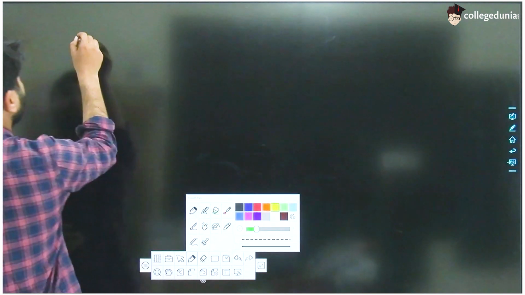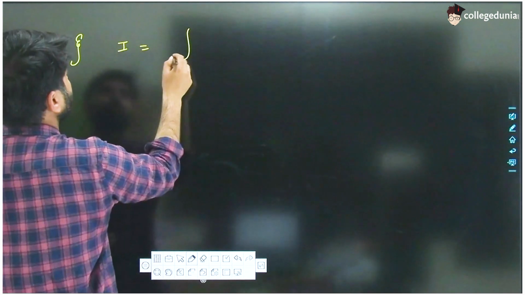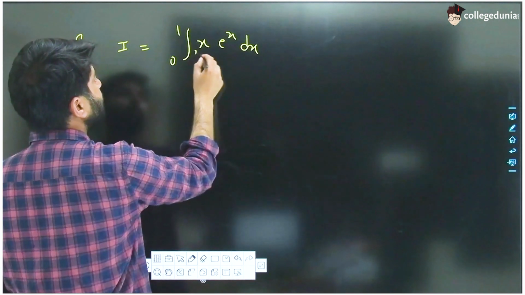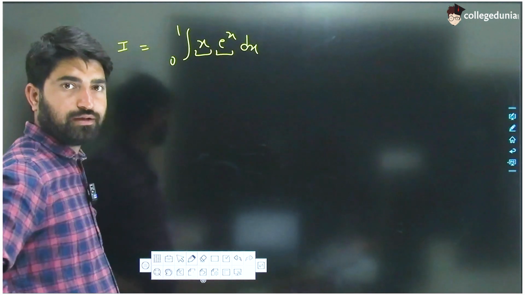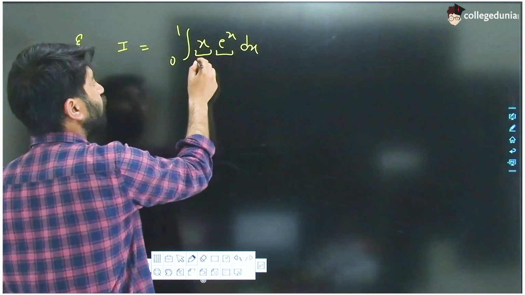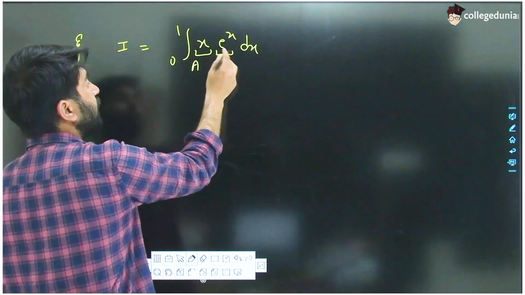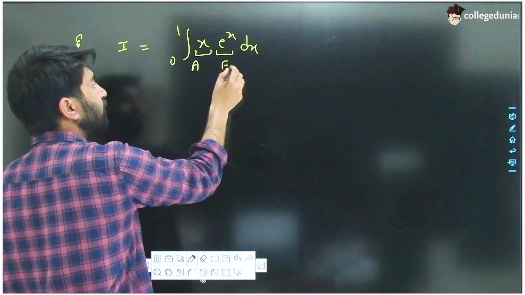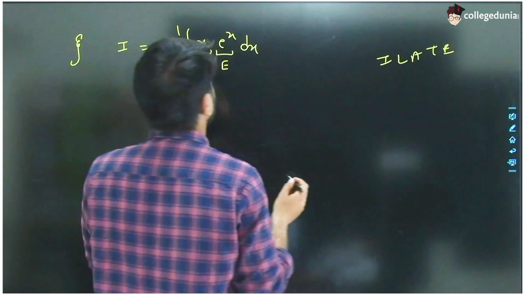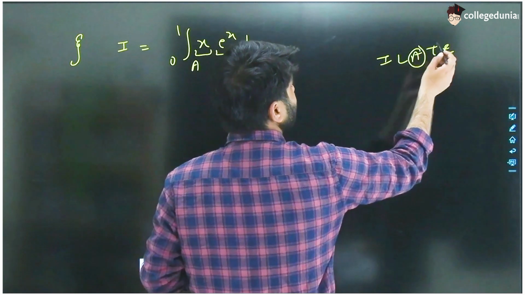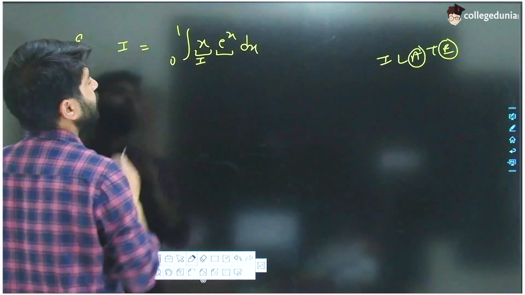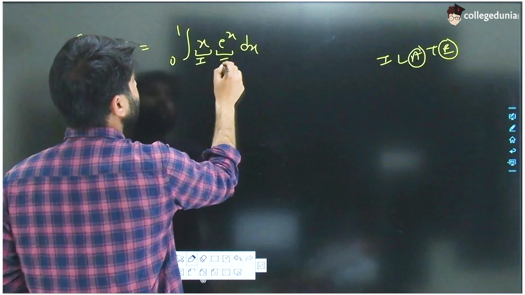Similarly, let's say we have to integrate 0 to 1 x into e to the power x. Now in this situation, by parts rule will be applied, because these two functions are in multiplication. This x is a polynomial function, algebraic function, and this e to the power x is an exponential function. And according to Euler rule, algebraic function comes before exponential function. So this x will be taken as first function, and this e to the power x will be second function.